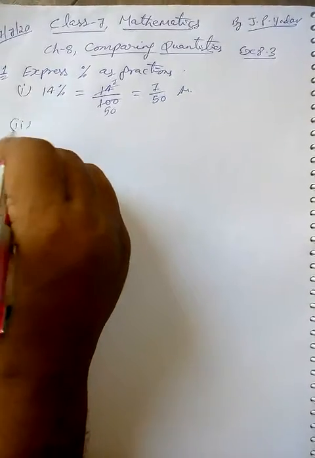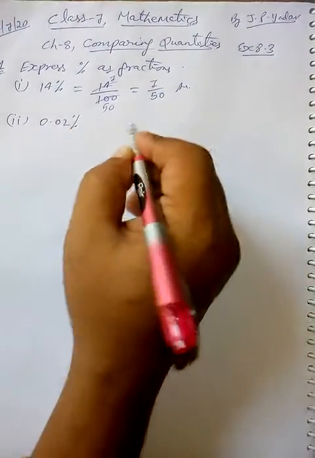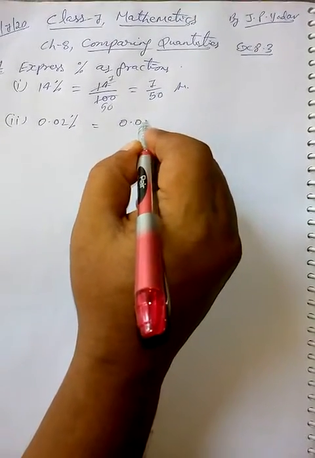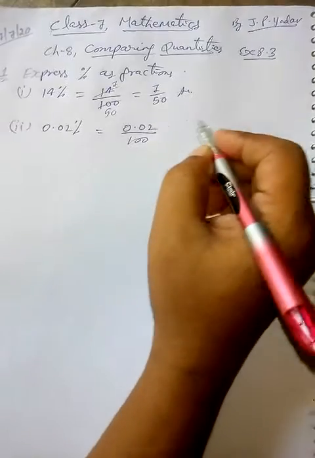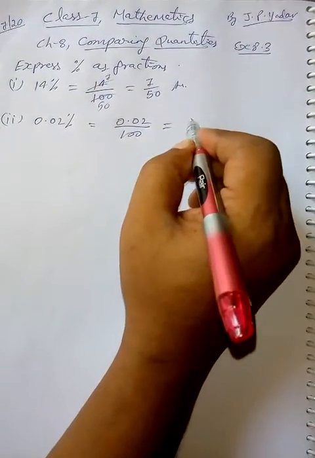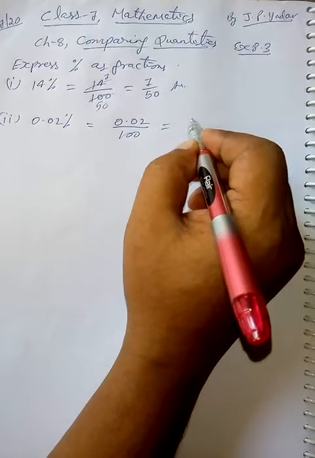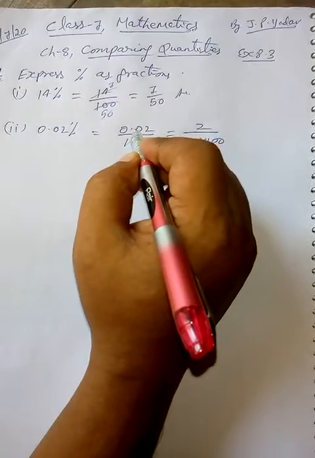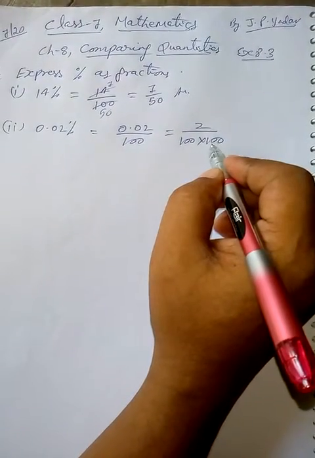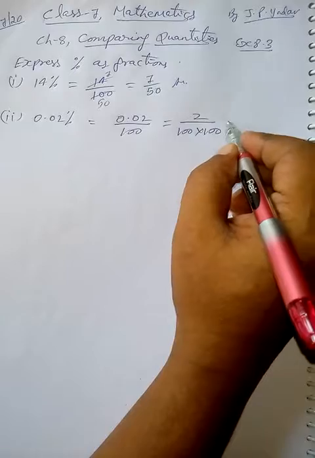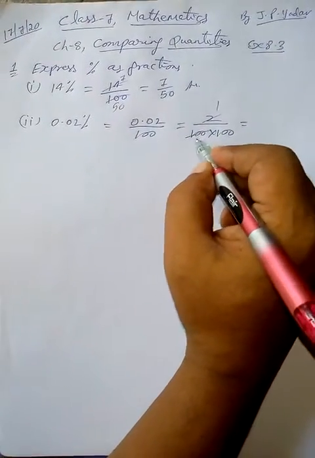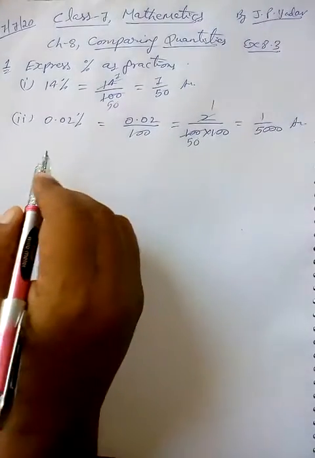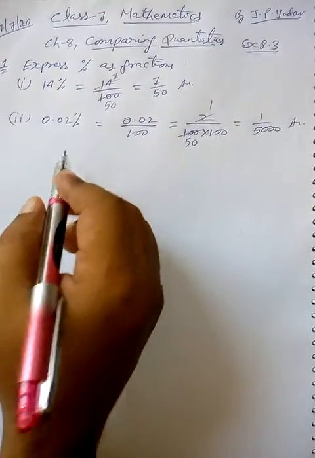One more I'm going to discuss, that is 0.02%. In this, first you remove the percent, you get 0.02 by 100. Then now you remove the decimal. For removing the decimal, multiply 2 by 100 into 100, because the decimal is after 2 digits. So you will get 100 at the denominator. At last you get 2 ones are 2, 2 fiftys are 100, 1 by 5000 as a fraction. So 0.02% is equal to 1 by 5000 as the fraction.